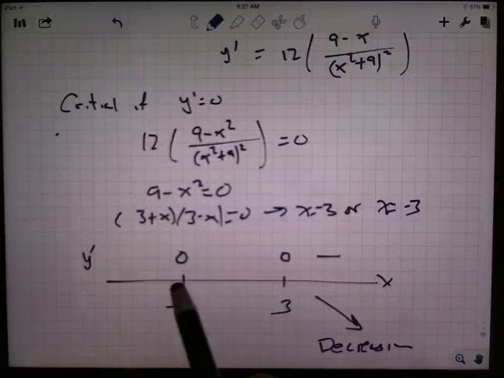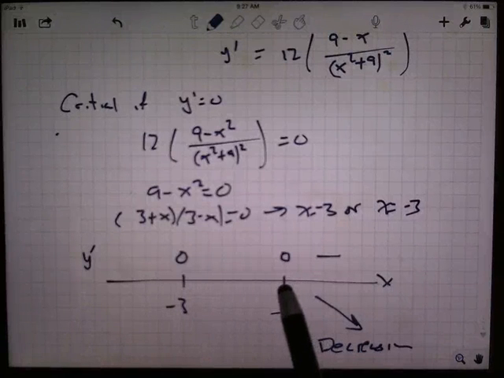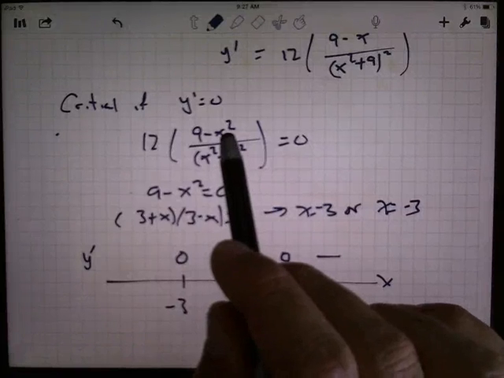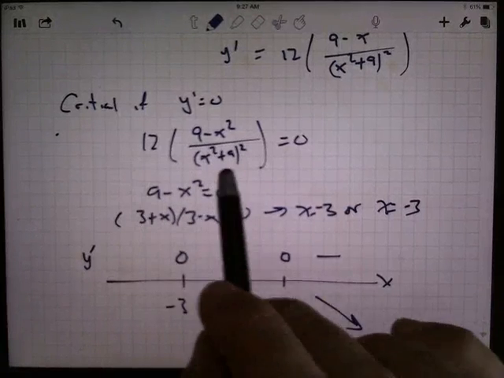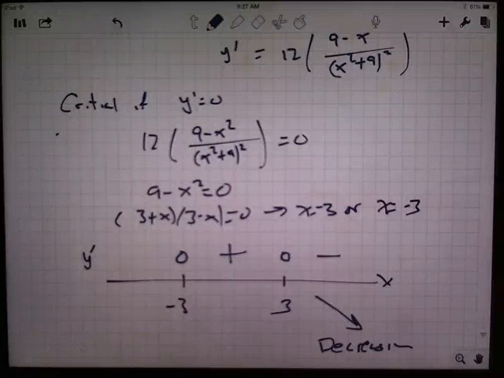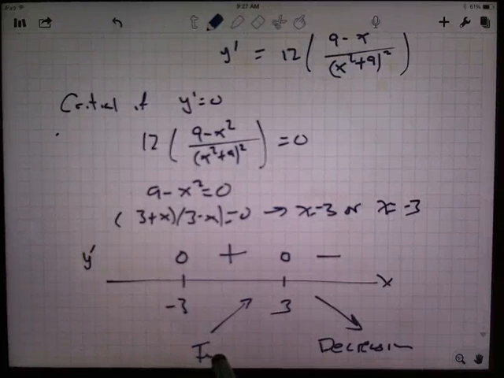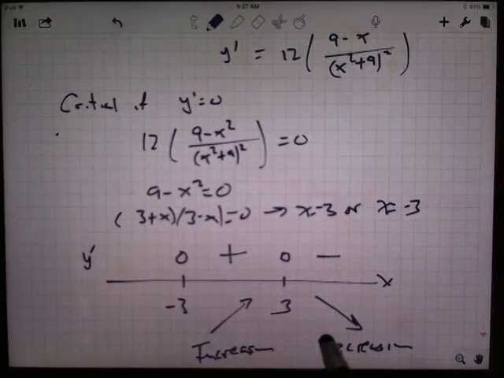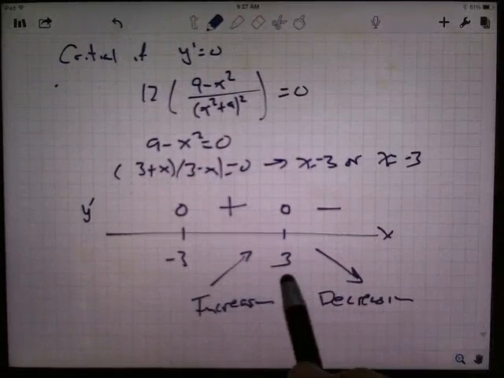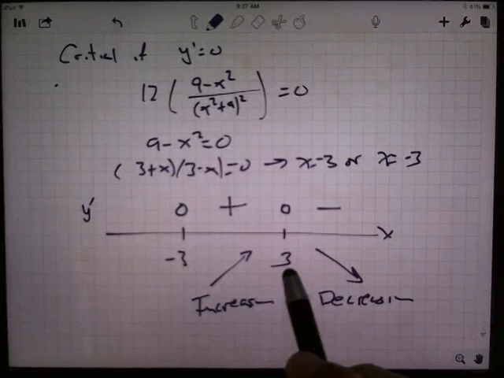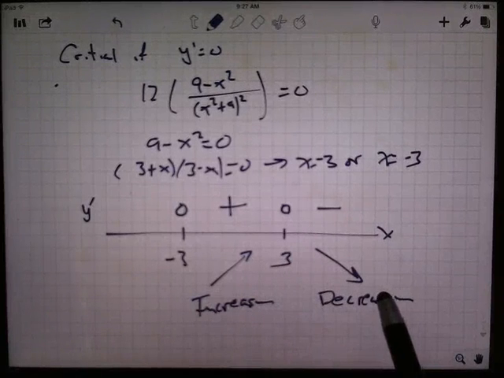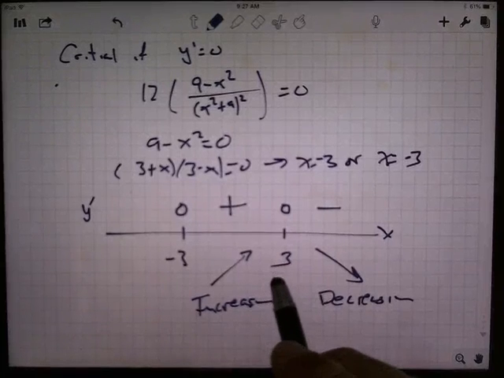When we now pick a number in between -3 and +3, then x squared is going to be less than 9, and the 9 minus x squared will be positive. The denominator is always positive, the 12 is always positive, so it's all positive. So we're talking about positive slopes here, and this is going upward, and this is what's called increasing. So to the left of 3, it's increasing. To the right of 3, it's decreasing. There must have been a local maximum at x equals 3. That's the argument that they're making: going uphill at 3, downhill away from 3, and so there was a maximum here.